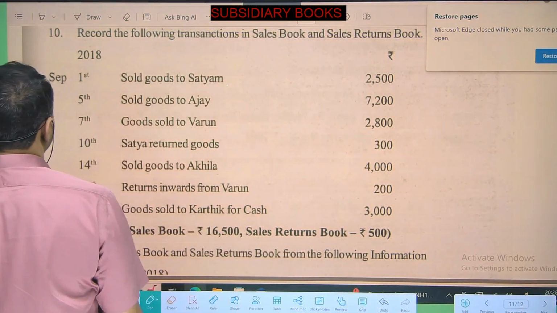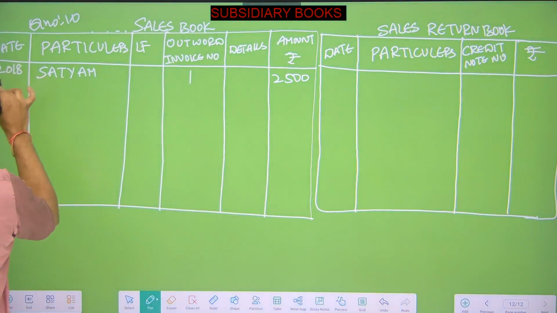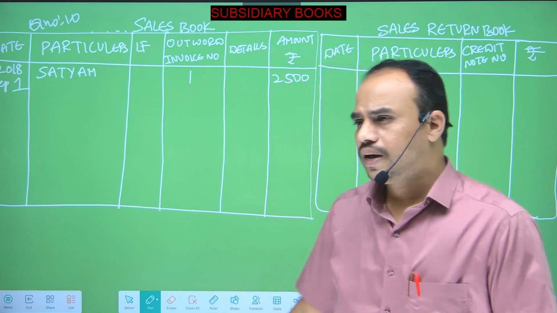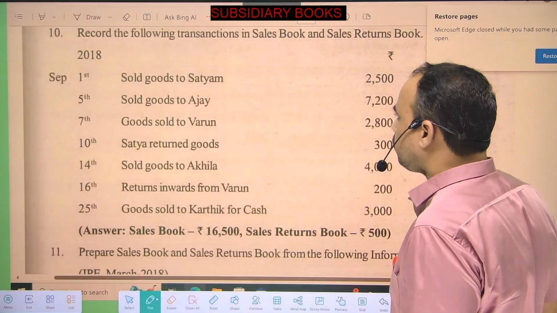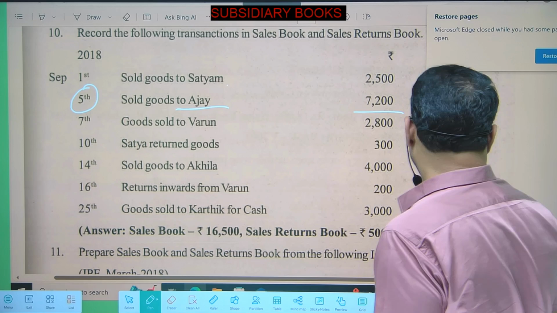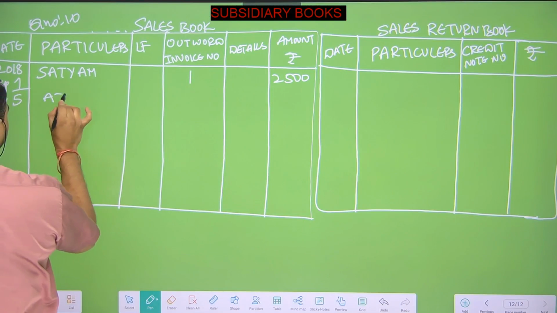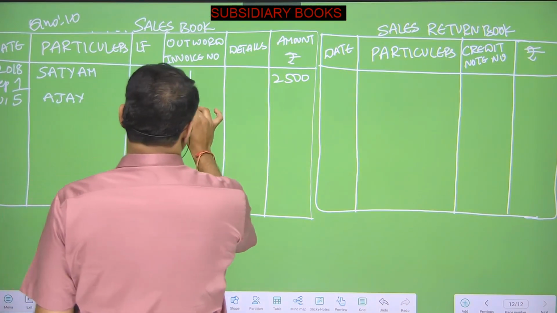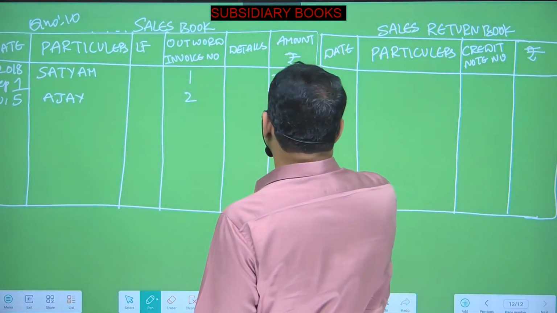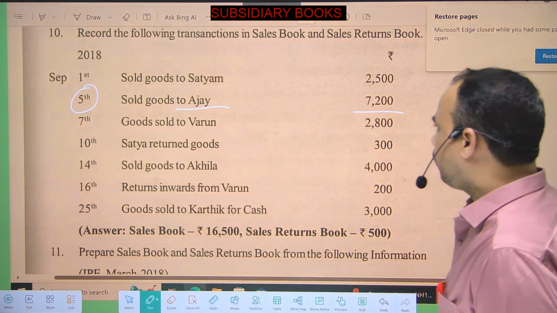What is the date given beta? 2018 September 1st. So we have to write here 2018 September 1st. Okay, I hope you understand clearly. See the next one. Sold goods to Ajay said, date 5, Ajay name, number 2, amount how much given beta? 7200. So write down here 7200 rupees.